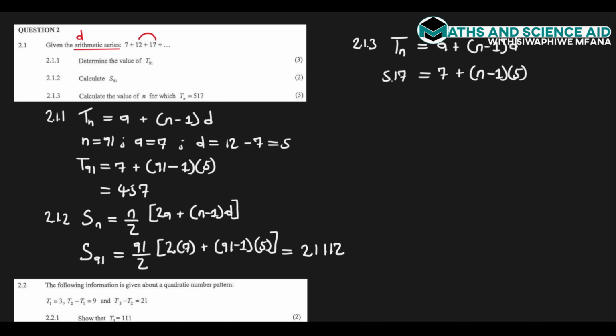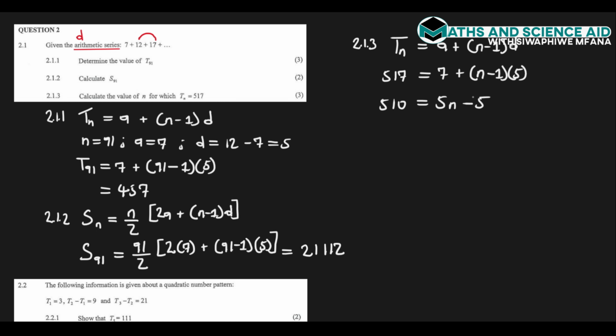Okay, so let's get into it. Let's transpose 7 into the left-hand side. That will give us 517 - 7, which is equal to 510. And on the right-hand side, we'll be left with this product, so let us also expand it. What is 5 multiplied by n? That's 5n, and then 5 multiplied by -1 is -5.